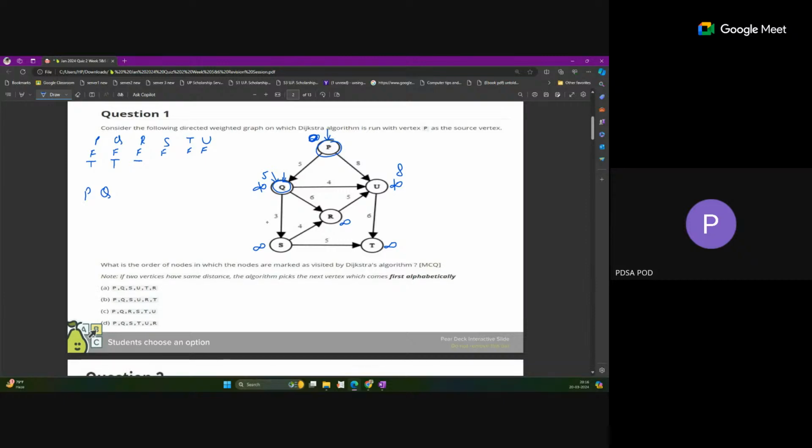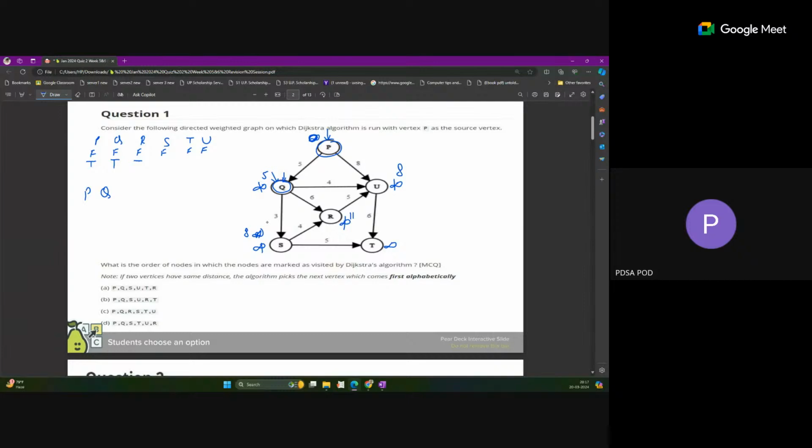5 plus 4 is 9. 9 is greater than the previous distance 8, so this will not update. Same for Q to R: 5 plus 6 is 11, which is smaller than the previous one, so it is updated. Q to S: 5 plus 3 is 8, so this is also updated. Now this is the next update.